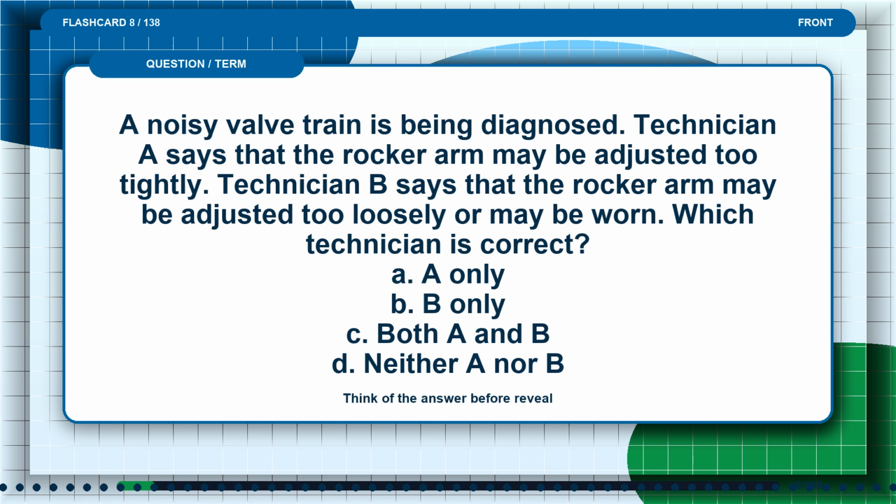Flashcard 8. A noisy valve train is being diagnosed. Technician A says that the rocker arm may be adjusted too tightly. Technician B says that the rocker arm may be adjusted too loosely or may be worn. Which technician is correct? A only. B only. C. Both A and B. D. Neither A nor B. Pause and think of the answer before the reveal.